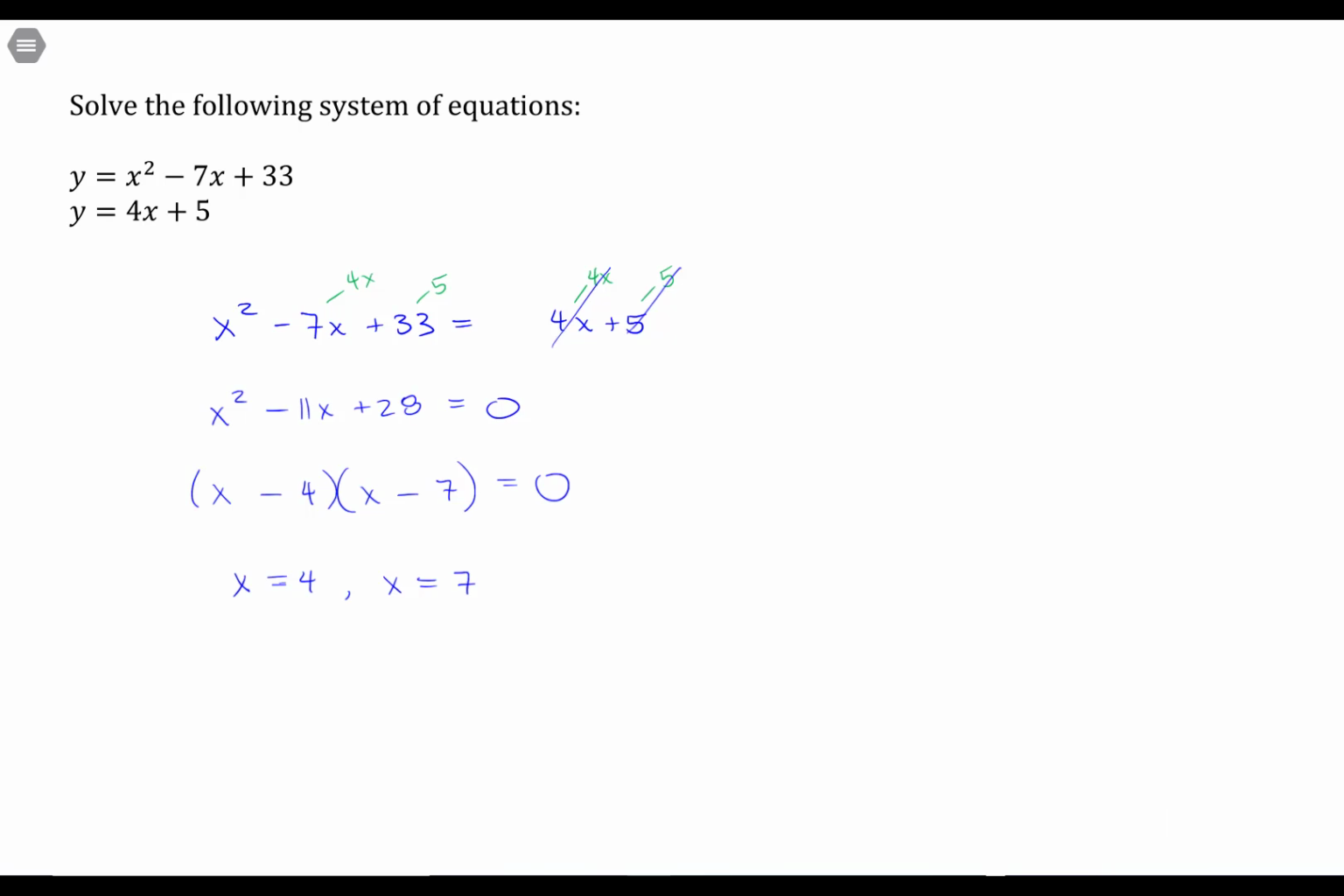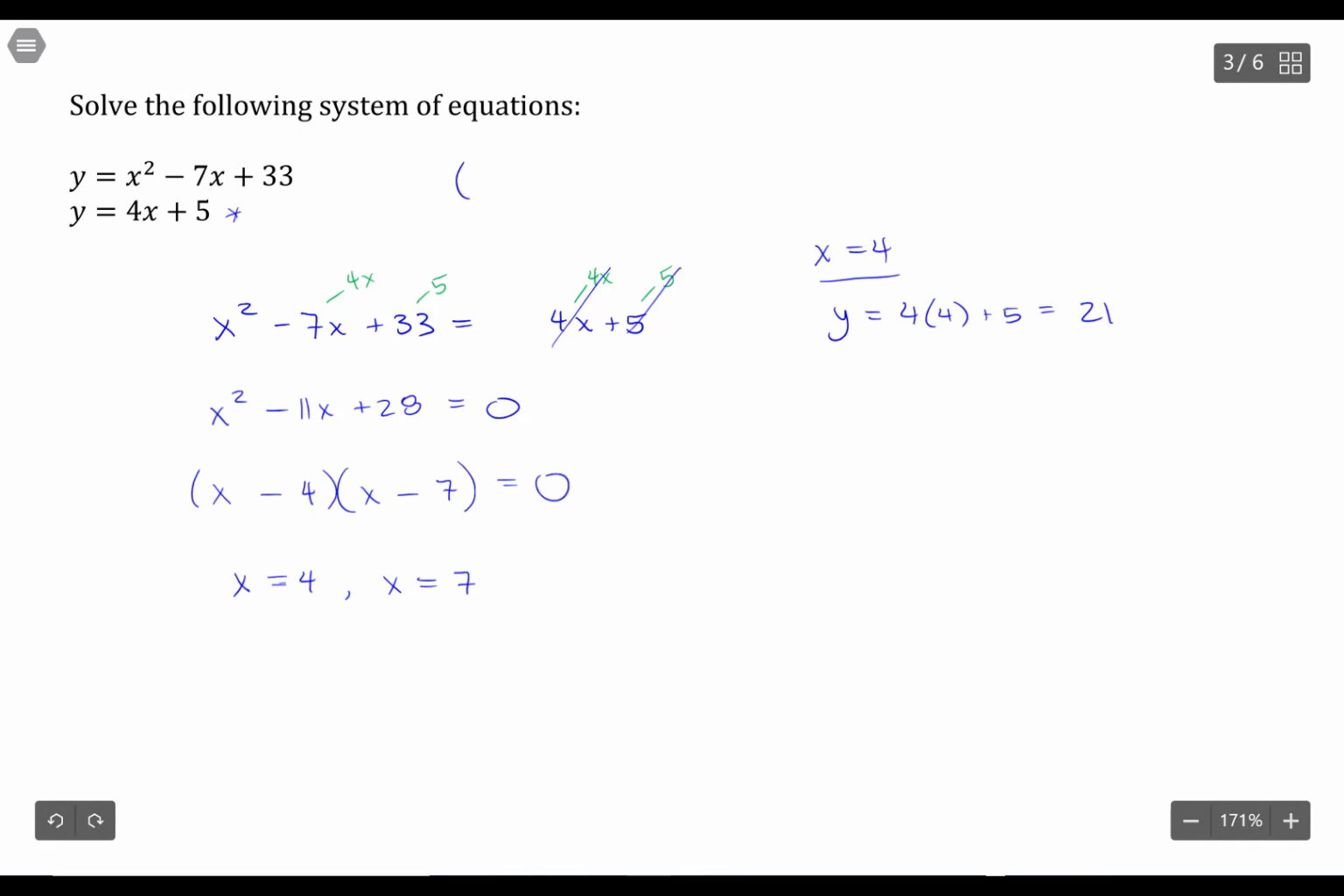But these are two different solutions. I also need the y values associated with those. To find those y values, I can go back to either equation now. Just pick the easier of the two. And when x is equal to 4, y is equal to 4 times 4 plus 5. So 4 times 4 is 16, plus 5 is 21. So one solution is (4, 21).